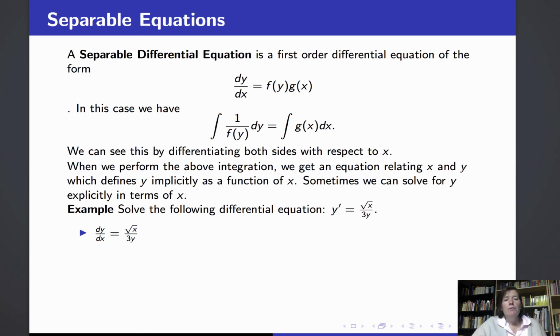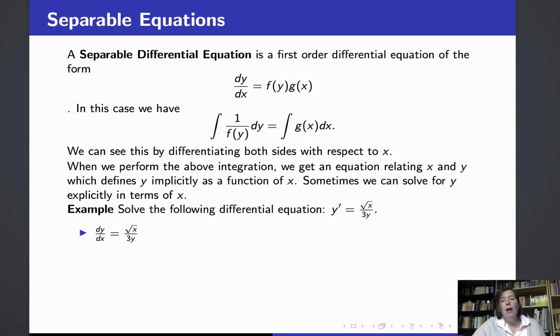Well, when we perform the integration above, we get an equation relating x and y, which defines y implicitly as a function of x. And sometimes we can solve for y explicitly in terms of x, and sometimes we cannot. Let's have a look at an example.